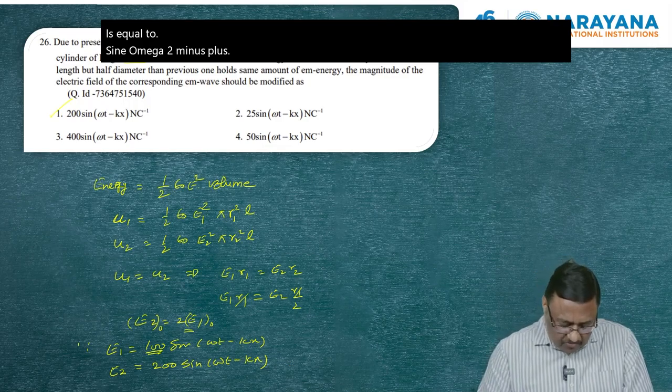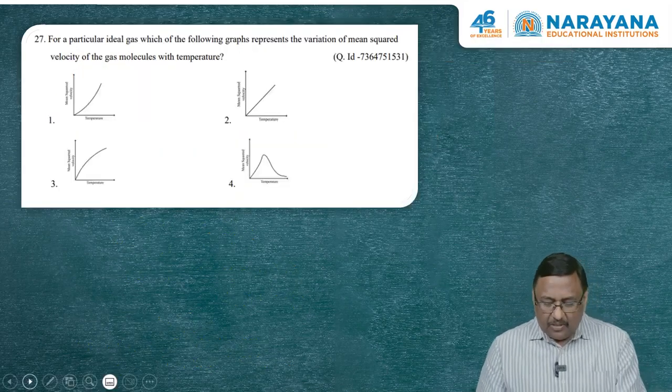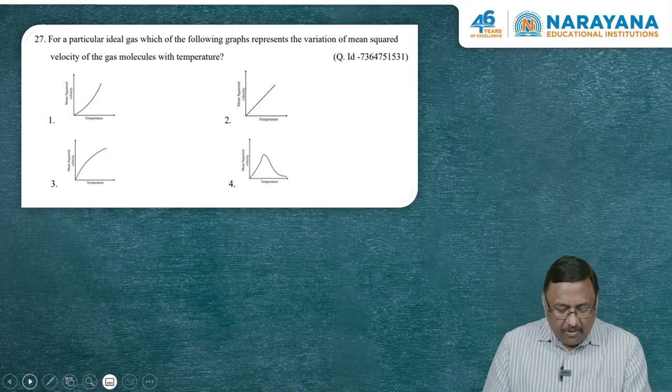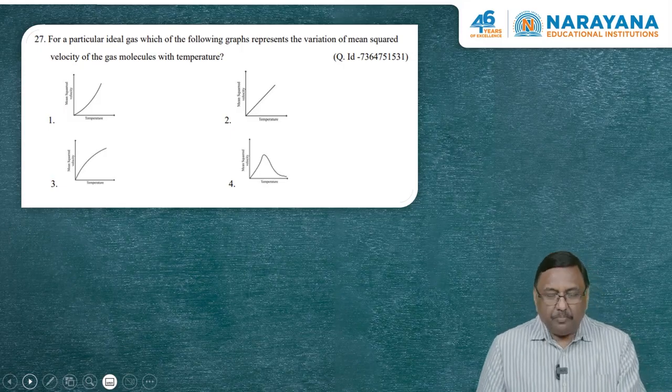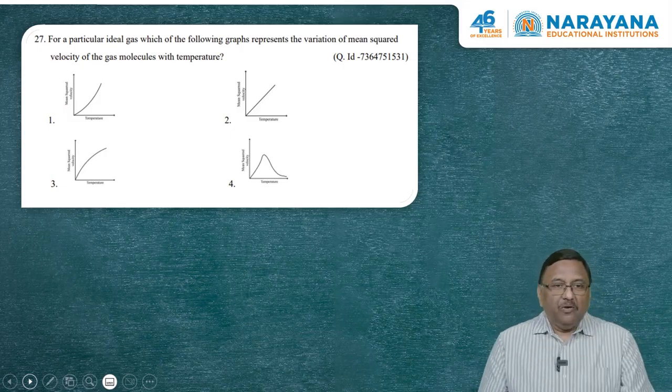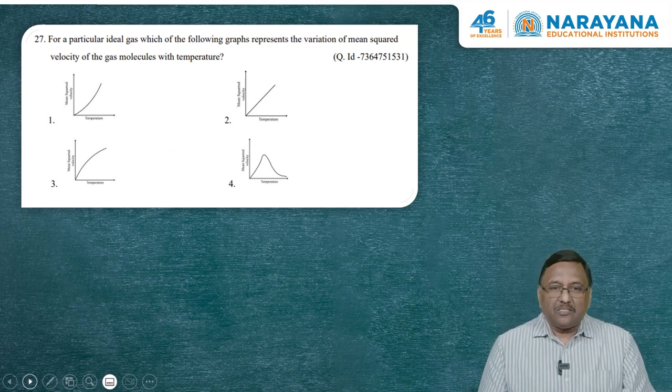Now let me go to the next question, that is question 27. Here we are saying, for a particular ideal gas, which of the following graphs represents the variation of mean squared velocity of the gas molecules with temperature?